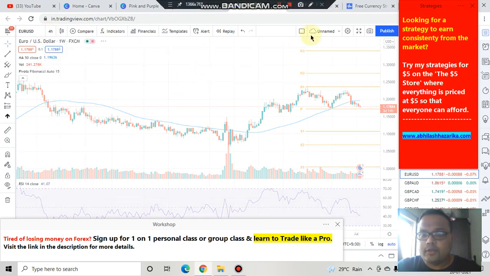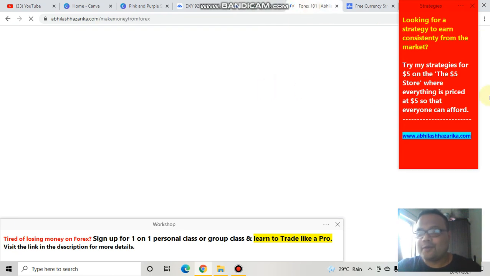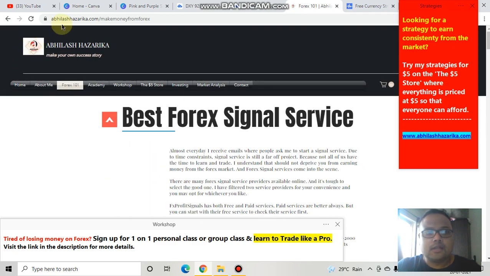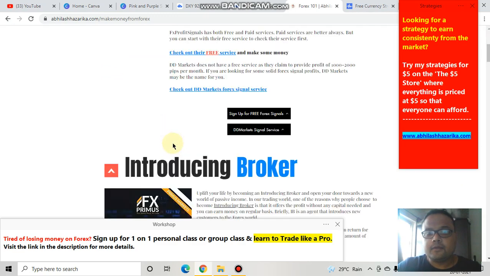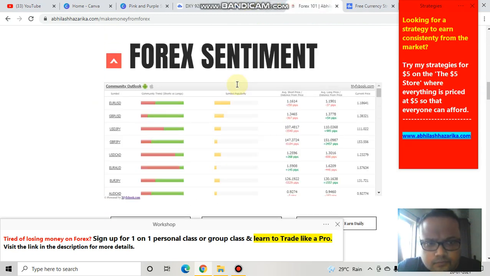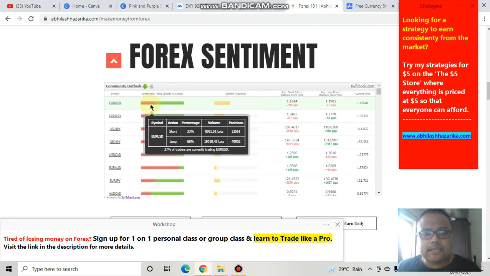And if you want to know the sentiment meter, what is the sentiment going on in the market, then you just go to my website here, avilashhazarika.com. Under the Forex 101 section, you will find the Forex Sentiment meter. In the Forex Sentiment meter, you can see that 33% retail traders have taken short position and 66% retail traders have already taken long position.